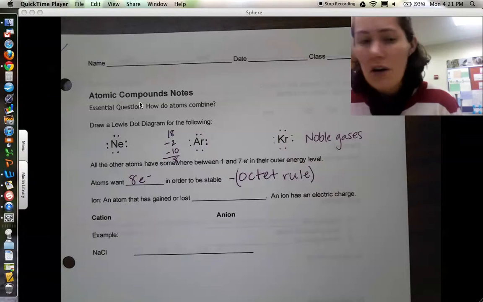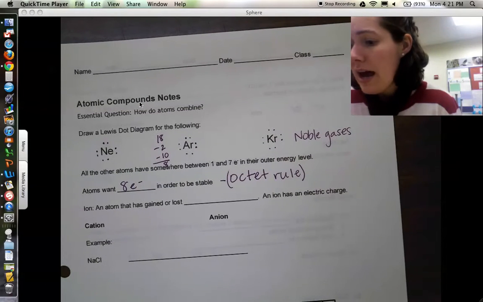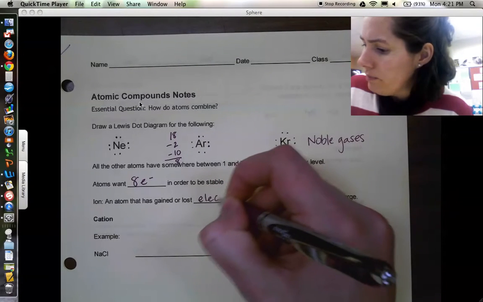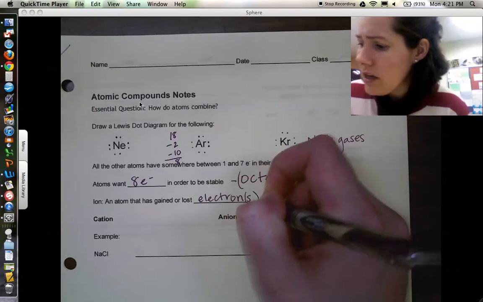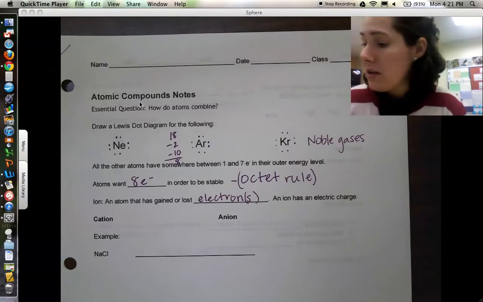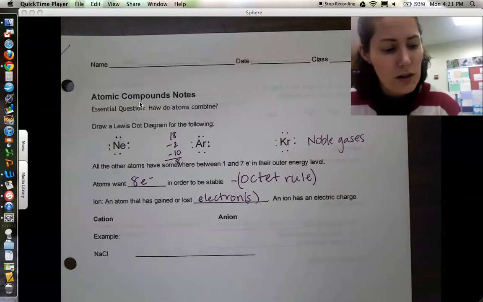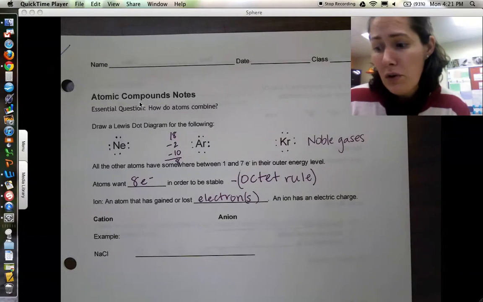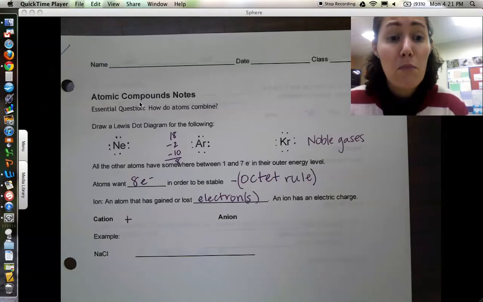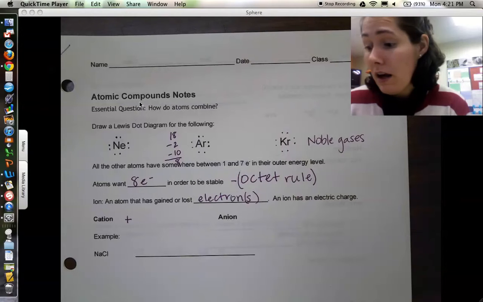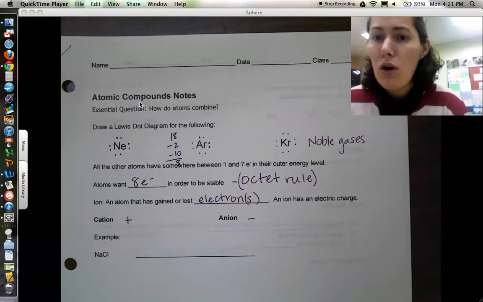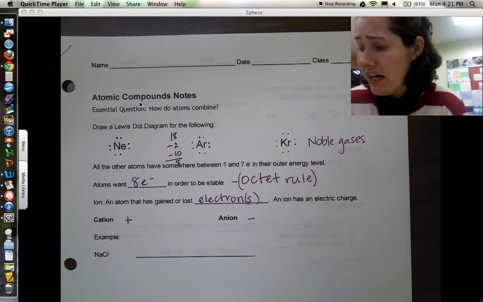So we also have already defined this. This is a review that an ion is an atom that has gained or lost 1 or more electrons. So an ion has an electric charge. Now we've already learned that this can be a positive charge or a negative charge. In this case, these are 2 new words, however. A cation is an ion that has a positive charge. In other words, it has more protons than electrons. An anion is something that has a negative charge, or more electrons than protons, more negatives than positives.